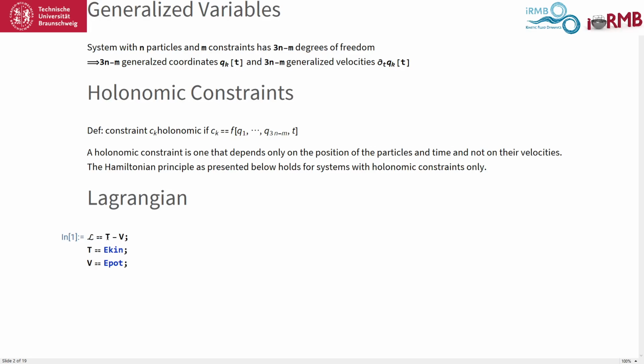So this L, this Lagrangian, as we call it, is the difference between the kinetic energy and the potential energy. So this is how we define this.